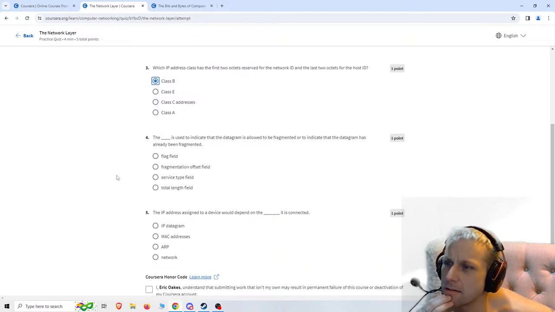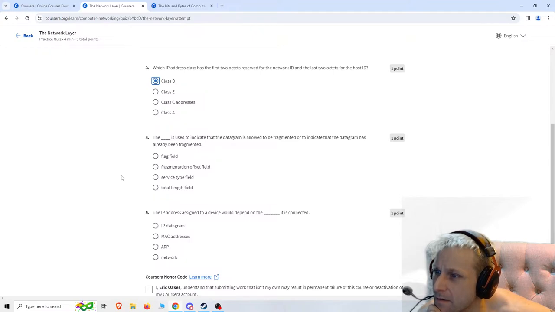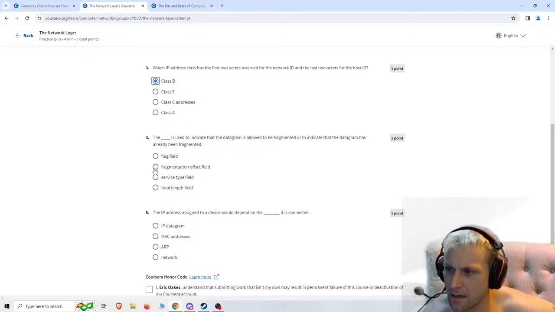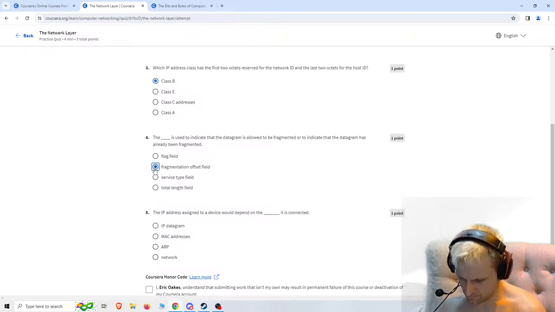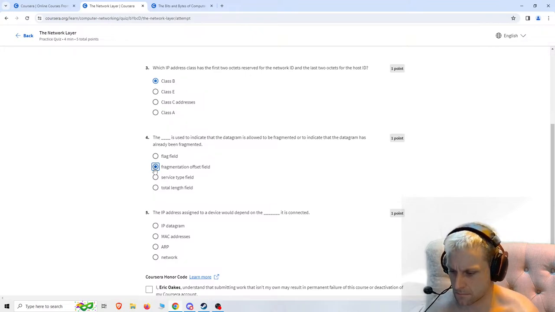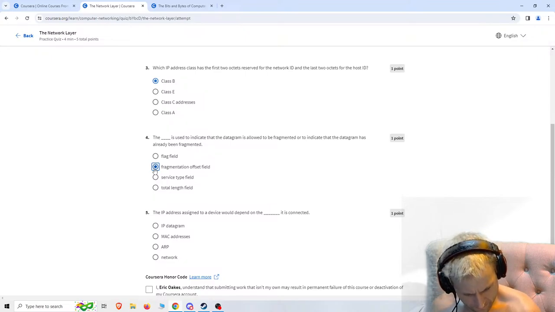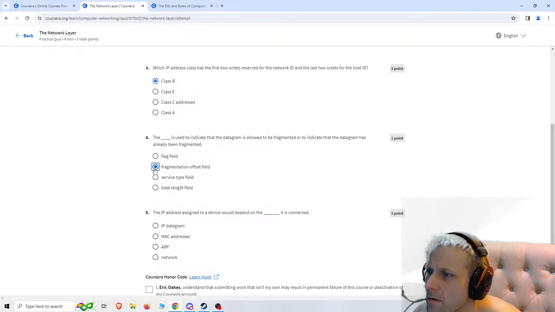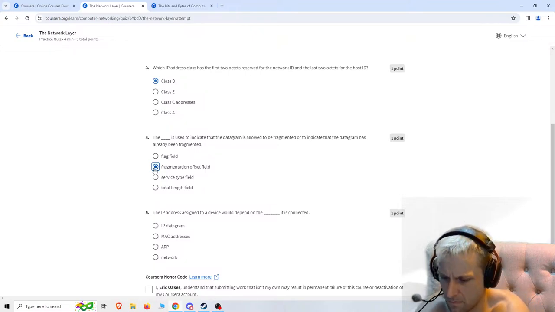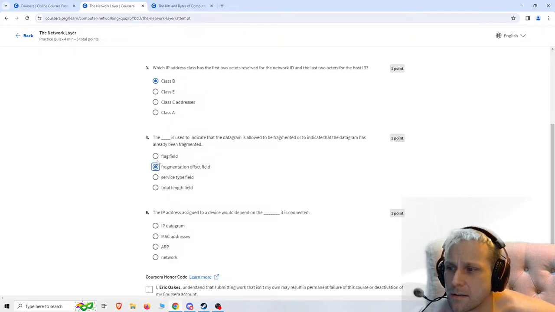The blank is used to indicate that the datagram is allowed to be fragmented or indicates that the datagram has already been fragmented. It's the flag field, right? No. The blank is used to indicate. That was just recent. I think it's this one. Flag field. Padding field. Flag field. It's over here. Yeah. So it's flag field. I was wrong. Oh, I was right at first. I was wrong on my selection.